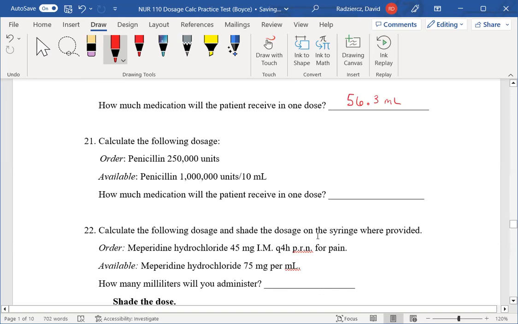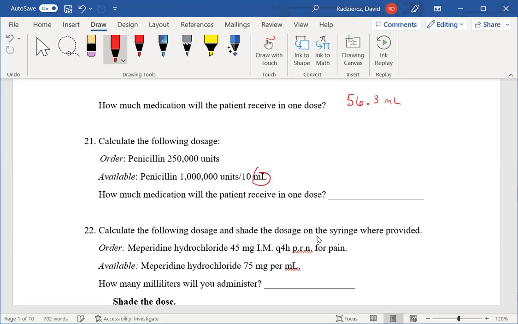All right. So penicillin, 250,000 units. It's available 1 million units per 10 ml. And then how much medication does the patient receive in one dose. It doesn't really tell us anything, and we don't have a label to look at, but what we do have is milliliters listed. So that tells us that we're looking for milliliters. If this were tablets, it would have said 1 million units per tablet. That's just how that would be.